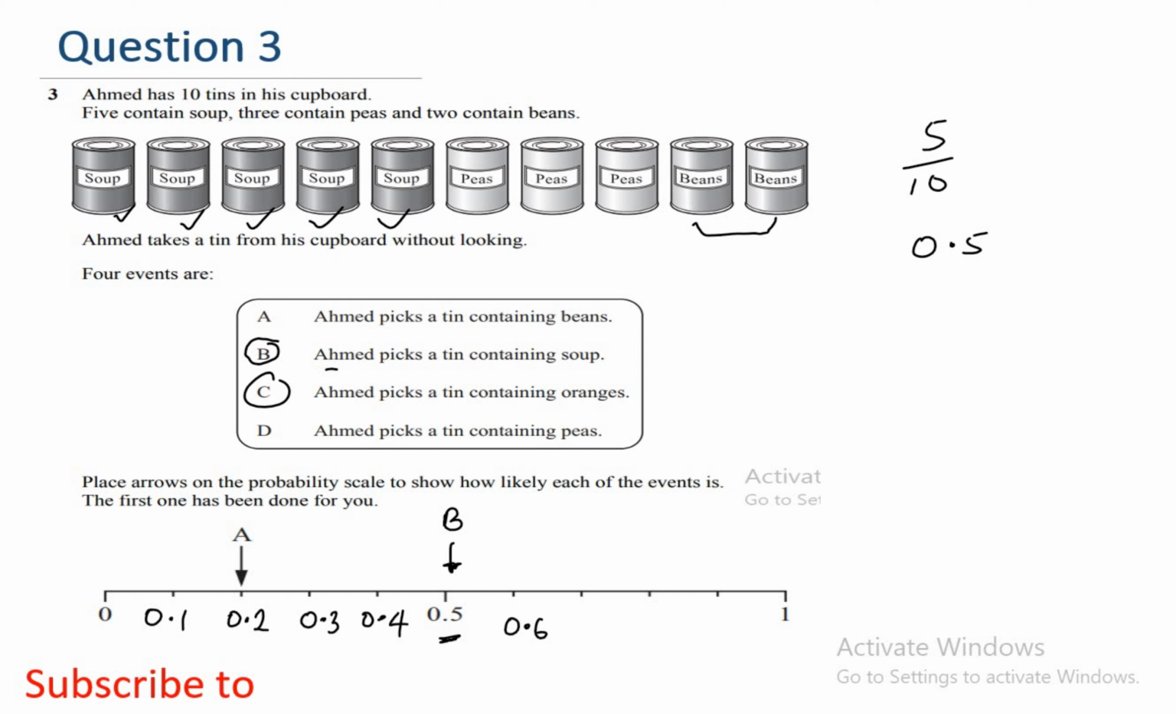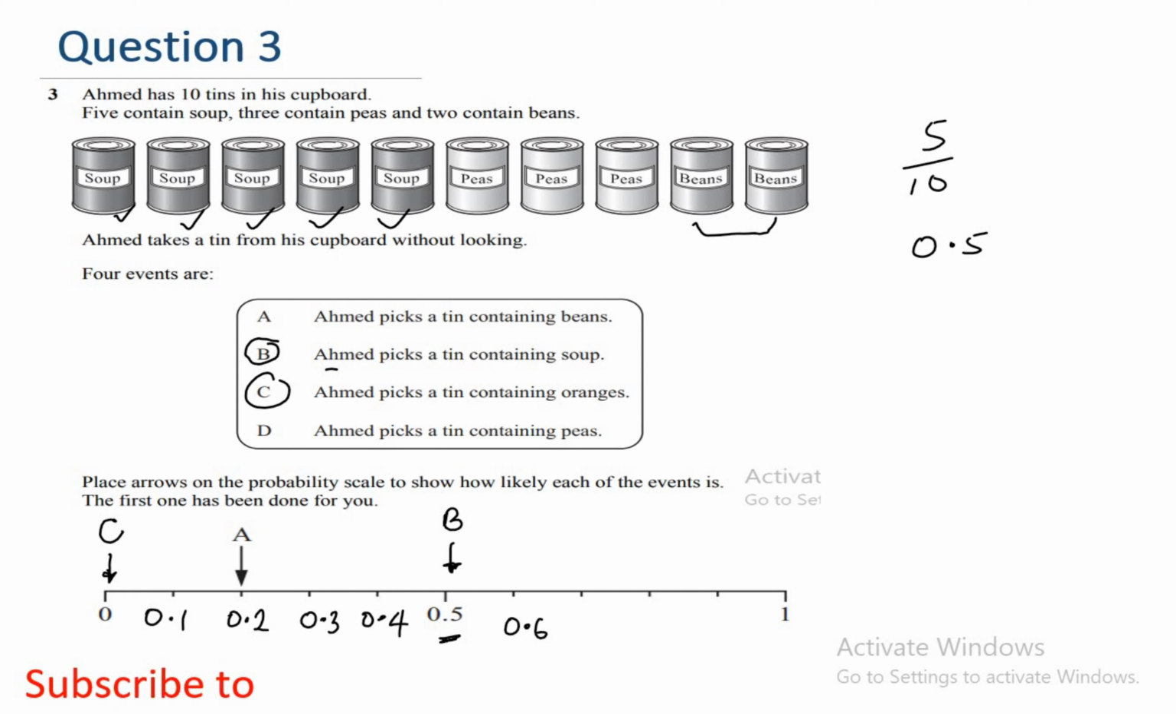For C, Ahmed picks a tin containing oranges. As you can see, we don't have any orange here. It's just the soup, the pears, and the beans. So, for C, C has to be 0 because there is no orange.